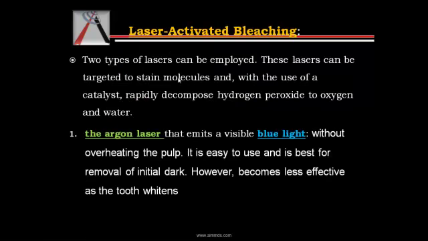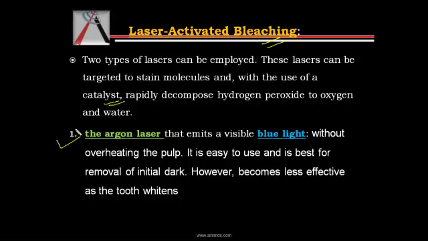Other than using heat or light for the activation of bleaching, even lasers have been used in activation of the bleaching agent. Commonly, 2 types of lasers can be employed. So the purpose is we use the special catalysts that target the lasers in the area of stains, so that they rapidly decompose hydrogen peroxide to oxygen and water. Because of this, the speed of bleaching process is increased.